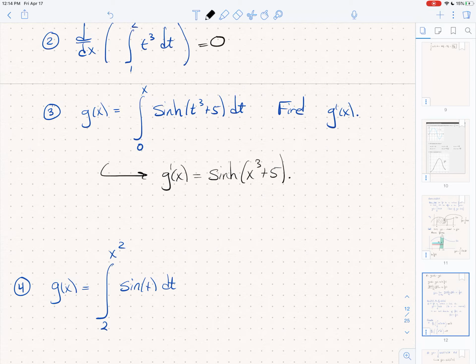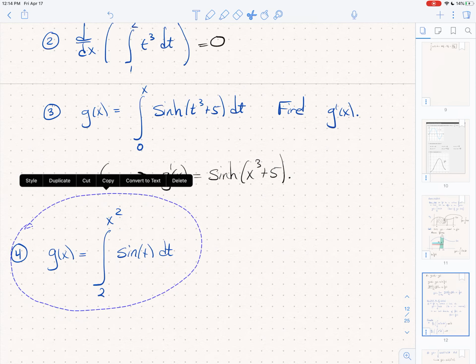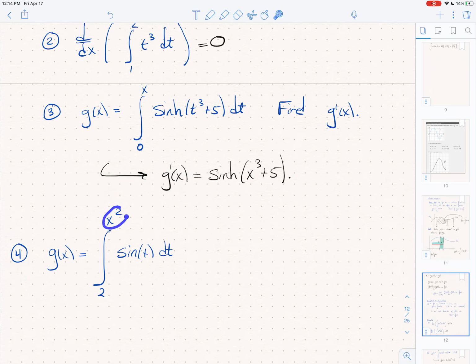Now, of course, I'm going to complicate things slightly. So what am I going to do? Oh my, I'm going to throw in a twist here. Instead of having just an x upstairs, what happens if you have something else? Like in this example, I have an x squared upstairs.